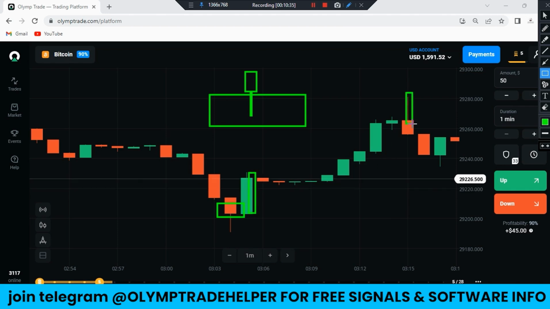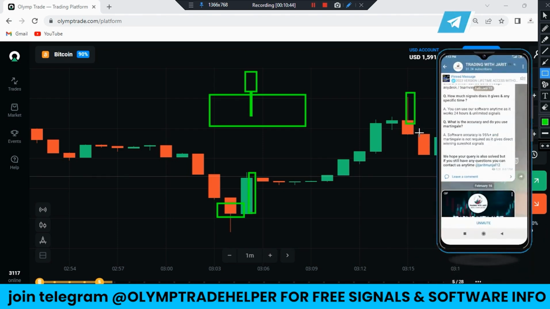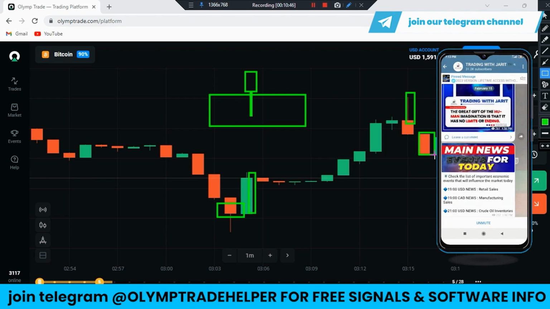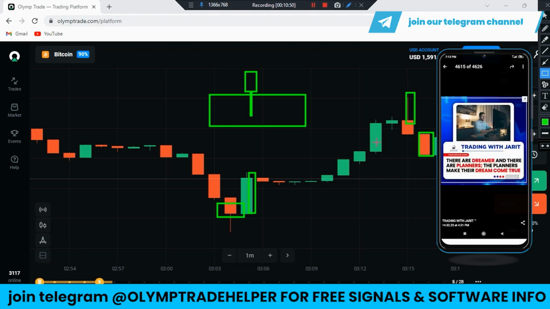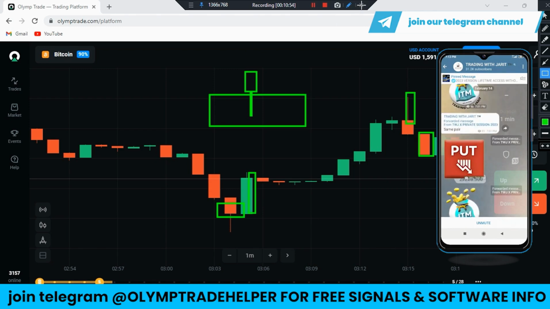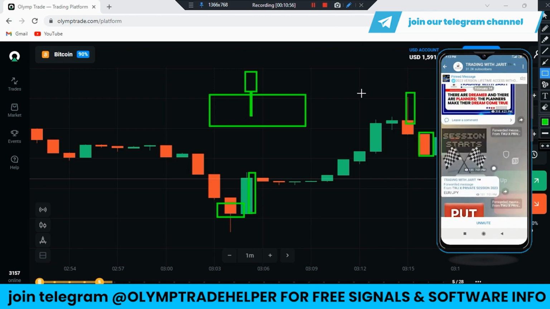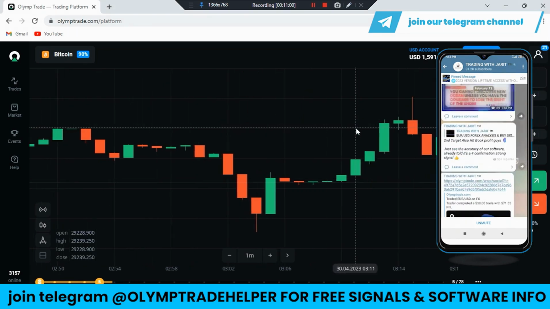Here the market made a wick in the upper direction, and a red candlestick was formed. Although red does not matter here, a similar candlestick was formed. So we had to take the put trade on the first candlestick. As soon as the candlestick was formed here, it went in the same direction. So we took the put trade here. And here our trade was won. So by using this strategy, you can easily spot reversals and trade on them.